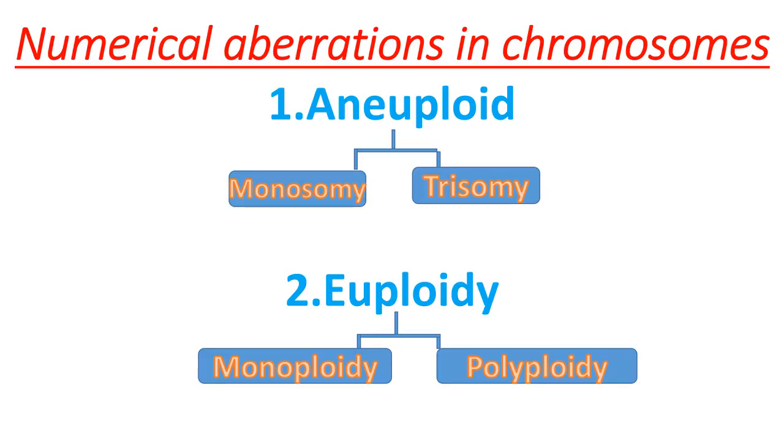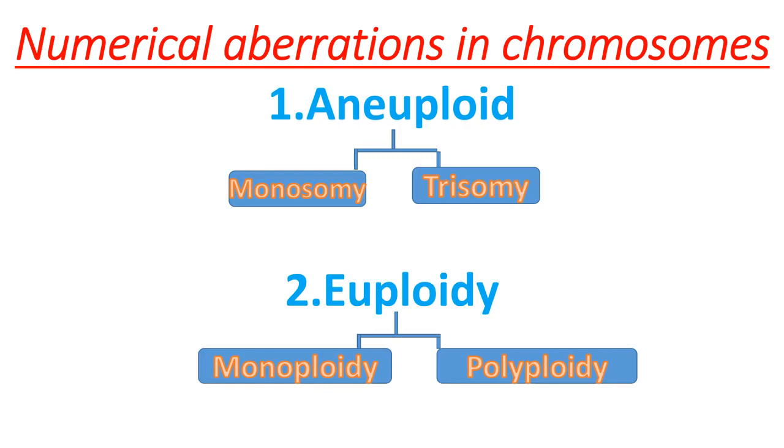So first of all, you should know what chromosomal disorders are. There are two types of chromosomal disorders, structural aberrations and numerical aberrations. Here you will study the numerical aberrations in chromosomes. I have already told you that numerical aberrations are of two types, that is aneuploidy and euploidy.